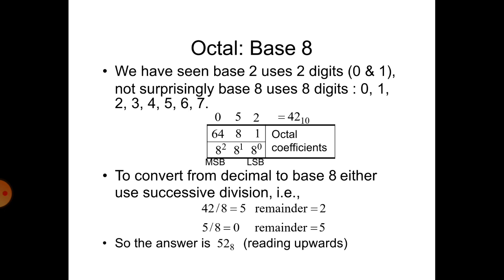Here we use the powers of 8: 8 power 0, 8 power 1, 8 power 2. In the case of binary, the base is 2, so we write 2 power 0, 2 power 1, 2 power 2, like that. Here the base of the octal is 8. So 8 power 0, 8 power 1, 8 power 2, 8 power 3, 8 power 4, like that we have to write. 8 power 0 is 1. 8 power 1 is 8. 8 power 2 is 64.